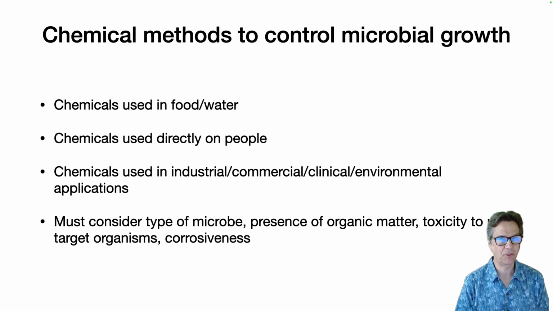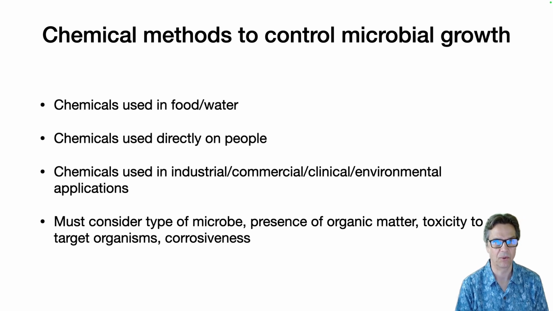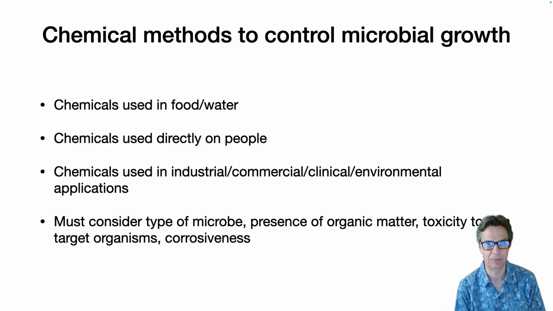We've just covered physical methods, but there are also chemical methods to control growth. Many different chemicals also have antimicrobial properties and can control microbial growth. These find uses in controlling growth in food, water, on people, and in commercial enterprises.